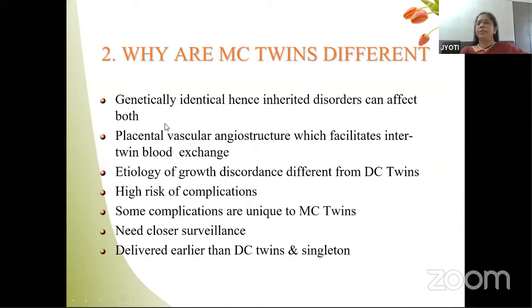Now, why are these twins different? They are different because although they are genetically identical, they can inherit disorders which can affect both of them. There is placental vascular angioarchitecture which facilitates inter-twin blood exchange. Their etiology for discordancy is different. They have a high risk of complications. Some complications are unique to monochorionic twins only. They need closer surveillance and they are delivered earlier than a dichorionic twin.